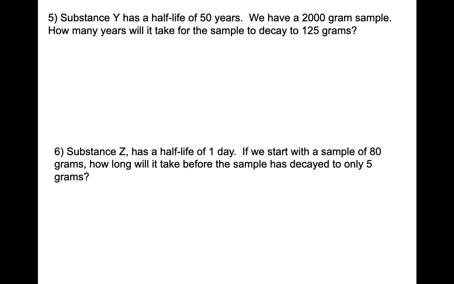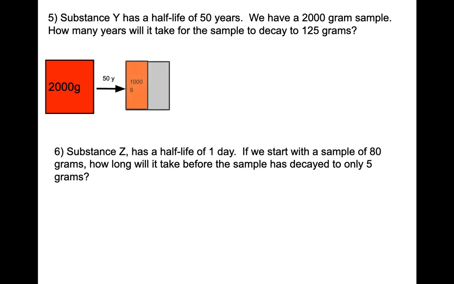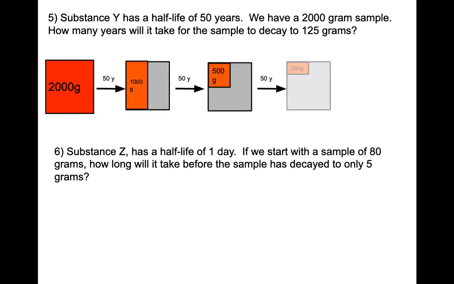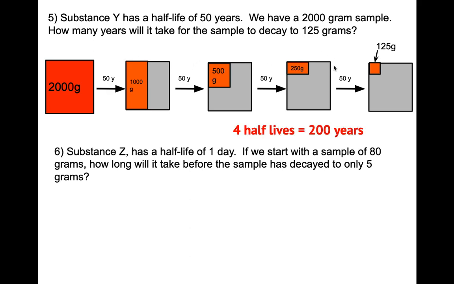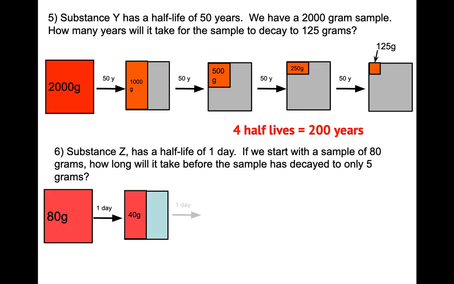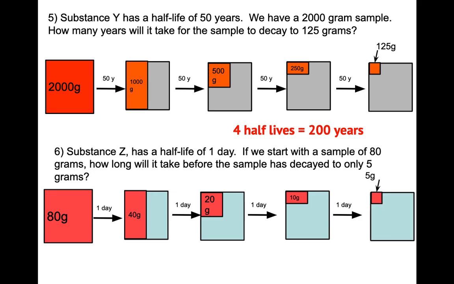Substance Y, half-life of 50 years. If we start with 2,000 grams, how many years would it take to decay to 125 grams? So we just follow through the progression: 2,000, 1,000, 500, 250, and then 125. So how many years did that take? 50, 50, 50, 50, 200 years, or 4 half-lives. And then the last one, substance Z, is a half-life of 1 day. Okay, we start with a sample of 80 grams. How long before it's only 5 grams? Okay, 4 half-lives, which is 4 days.